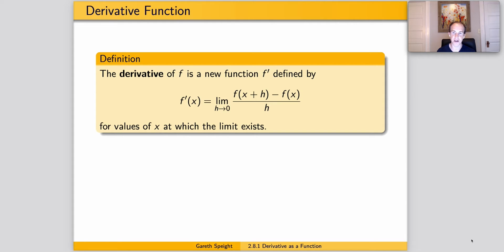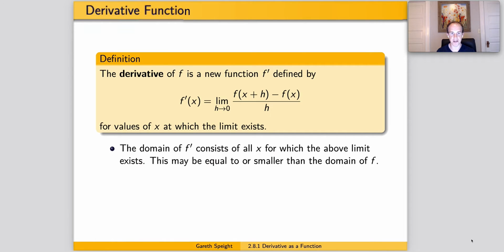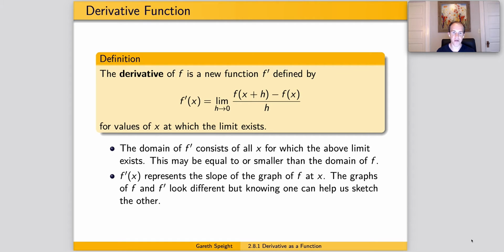So the derivative function, this f prime, the domain of this function is the set of all values x for which the limit exists. So sometimes that might be smaller than the domain of the original function f. Sometimes it's the same, sometimes it's smaller. And okay, what does f prime represent? So f prime represents the slope of the graph of f at x.